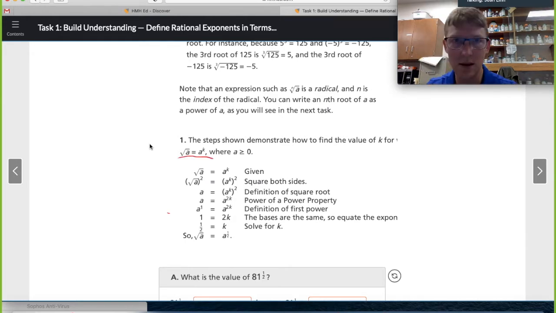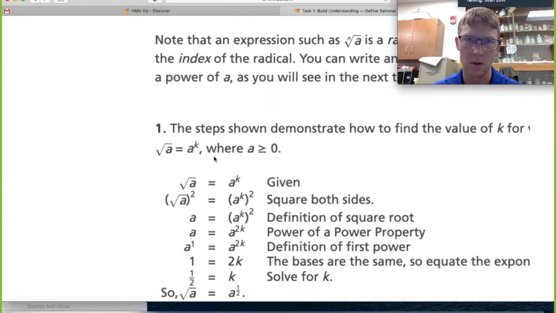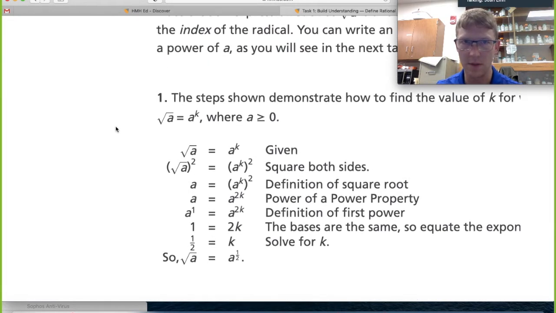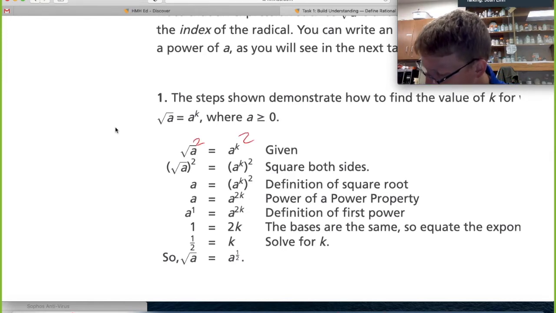So this guy right there. This is kind of an interesting thing to look at. Given that the square root of a equals a^k, what does that mean? If we want to get a by itself, we've got a square root, so we're just going to square both sides. That's what we're doing here. Then the square roots cancel out, and this side just stays the same. So that's where we're at. We've got a equals (a^k) squared.